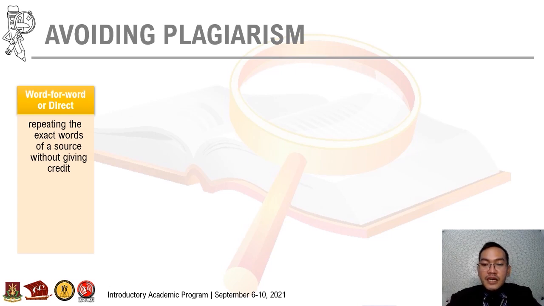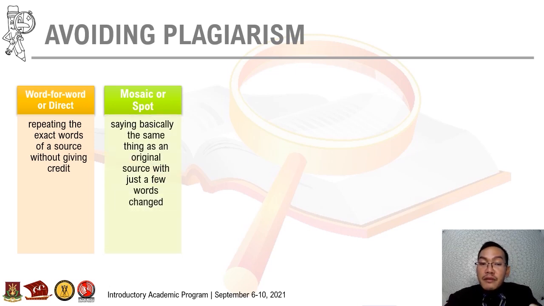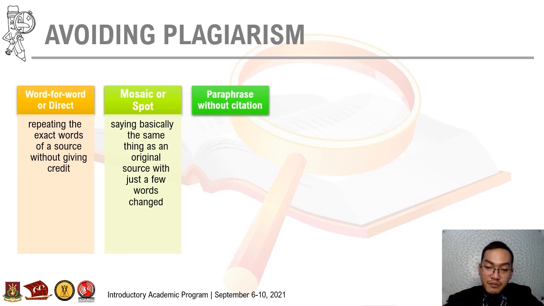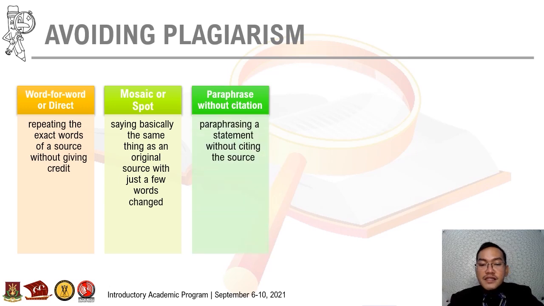Okay? Second is the mosaic or spot plagiarism. So kasi gusto mong mag-try mag-paraphrase pero you still failed, no? Sa mosaic or spot plagiarism kasi only just a few words were changed, no, in your version. All right? Third is paraphrasing without citation. So you paraphrased pero hindi mo sinite yung author. So that is plagiarism, no? Plagiarism without citation. Fourth is accidental plagiarism, no? Hindi mo sinadya, all right?